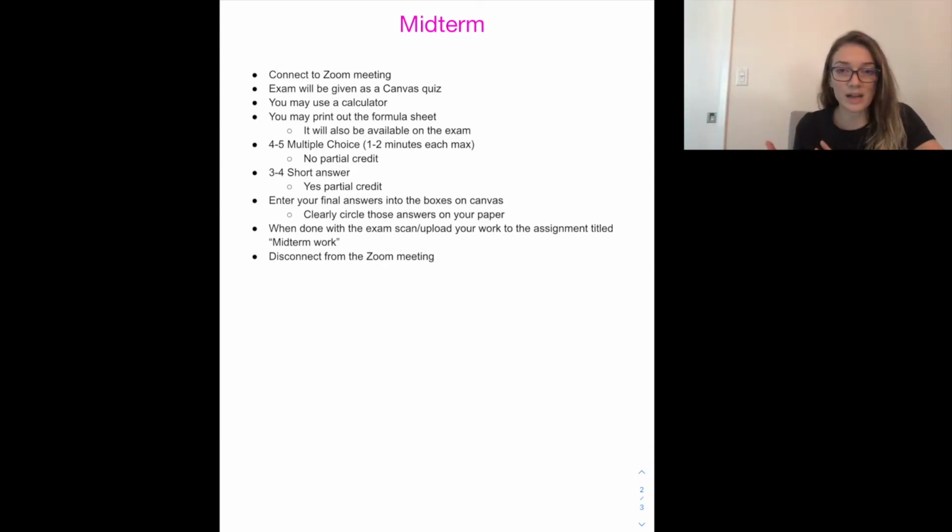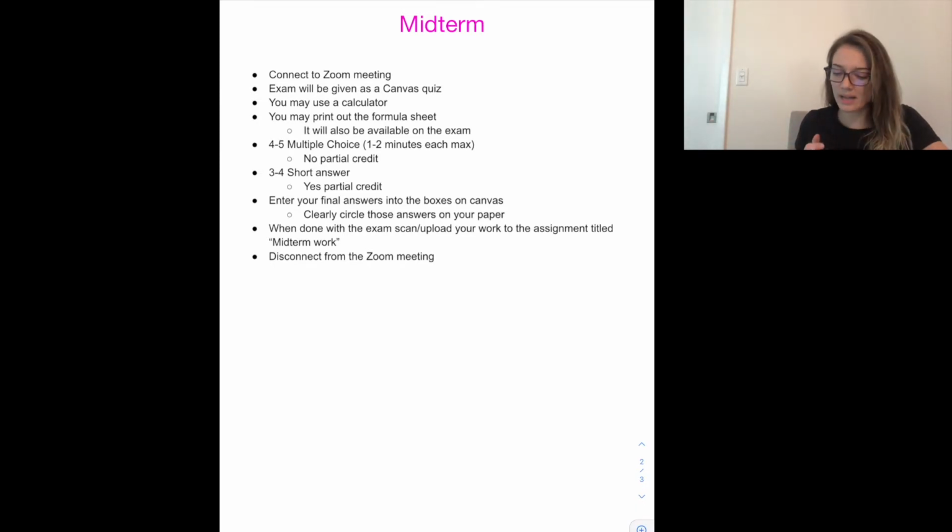And then for the multiple choice, obviously there'll be no partial credit since either you get it right or you get it wrong. So there'll be no partial credit considered for the multiple choice. But then for the short answer, there will be partial credit. So there'll be 3 or 4 short answer questions depending on how many parts they have. You will get partial credit for that. So bring some empty paper with you to the exam. You'll be able to write out all your work. And then at the end, you'll upload it.